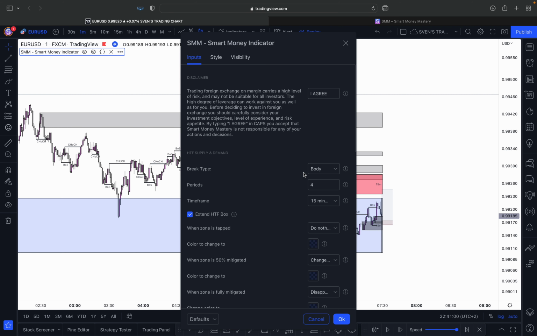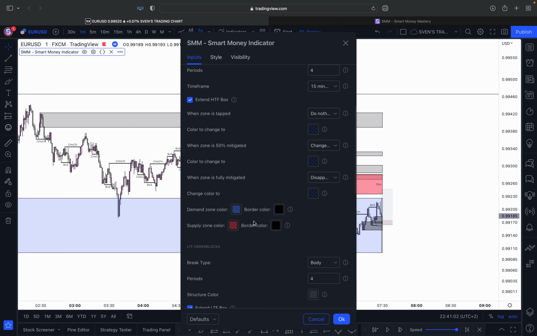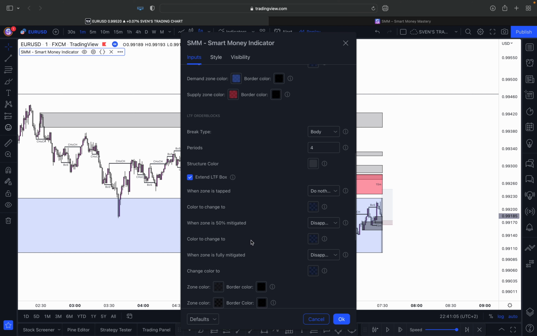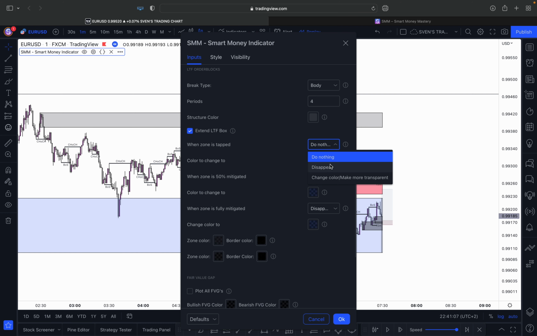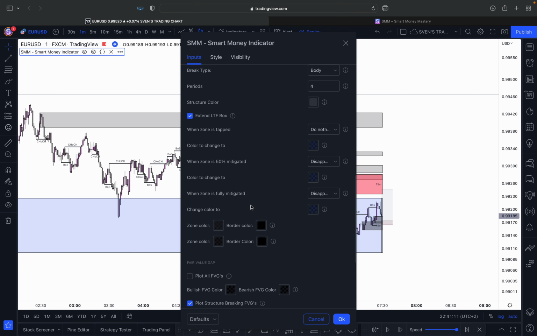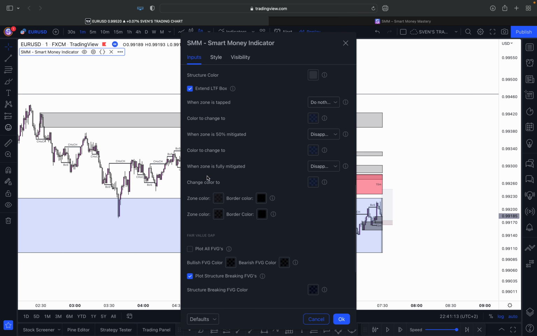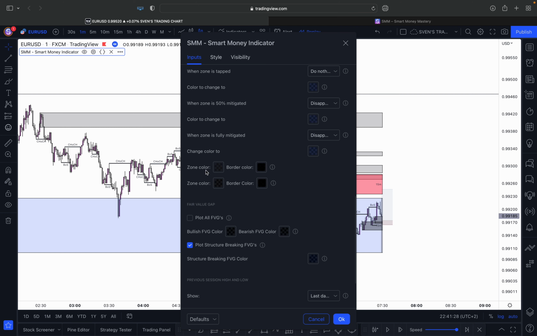Here we have the same settings as the supply and demand zones of the higher time frame. So when a zone is tapped, you can choose to either do nothing, disappear, or change color to make it more transparent. The same when it's 50% mitigated and when the zone is fully mitigated. We have it on disappear, and we also have it on disappear when it's 50% mitigated. But you can of course choose yourself if you want to change the color or that you want to make it more transparent or however you feel like. And here you can also adjust the colors of the order blocks.